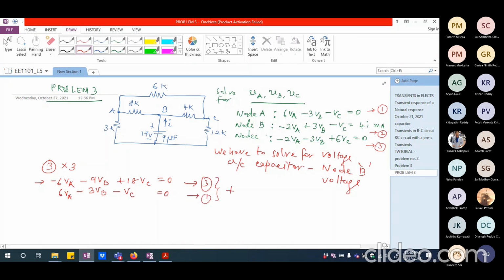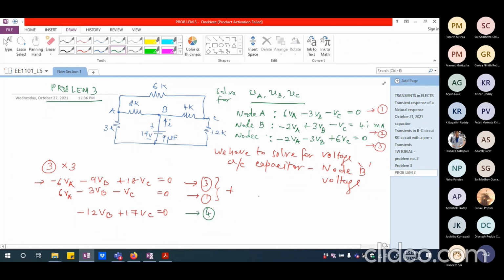Let me add these two. I'm going to get minus 12 VB and plus 17 VC equal to 0. Let me call this equation number 4. So this is having only VB and VC.